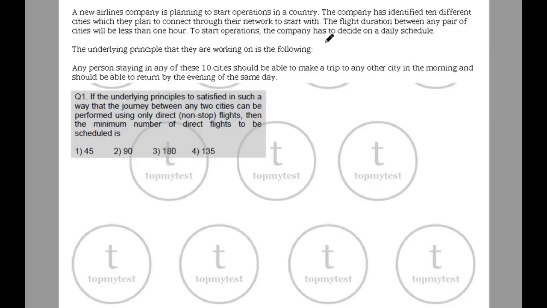Now, this is essentially a permutation and combination set. If you know how to count, then this question is pretty easy and straightforward, not very difficult. Let's see how the question looks.